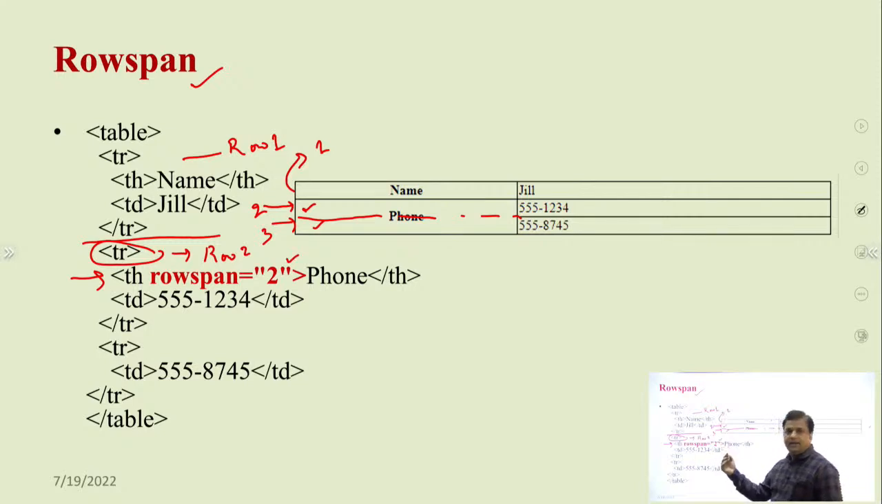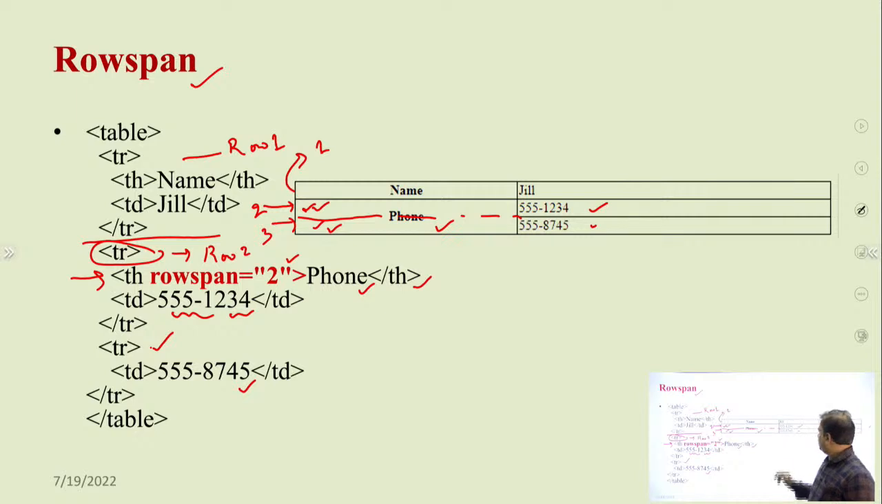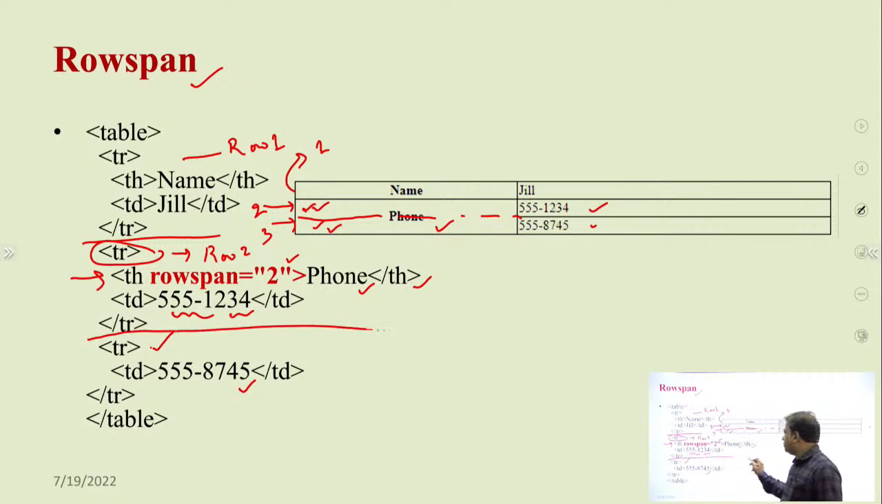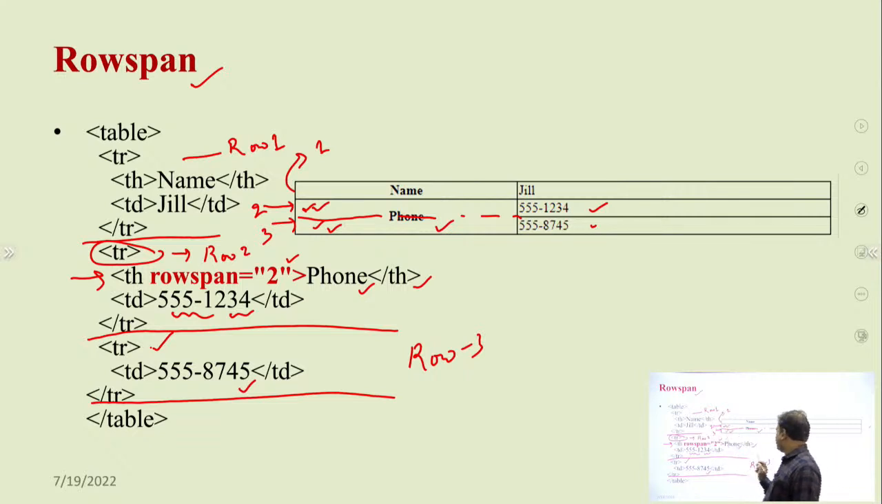Automatically it will take the next row as the merge. So row second and row third will be merged. This has the data as the phone number and the table heading. Now the table data is 555 1 2 3 4. This is the first data, and the next row data will be inserted in the next row, that will be 555 8 7 4 5. This is my row number 2 and this is my row number 3.